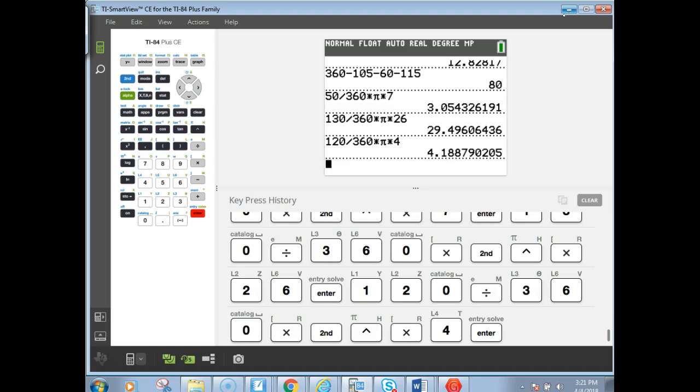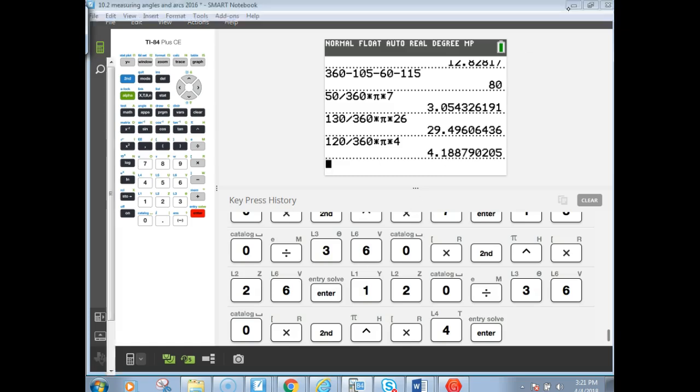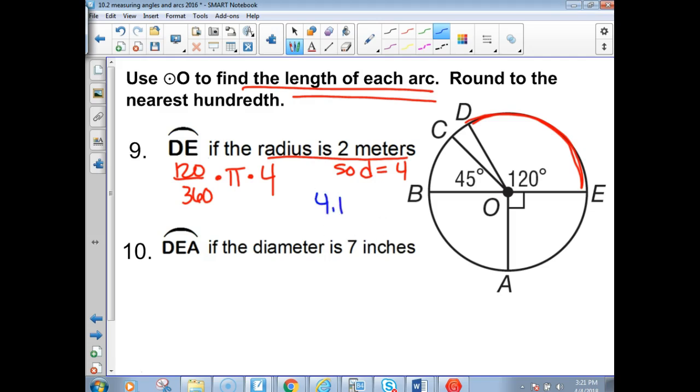4.19. No, that doesn't round to 4.2. You're not supposed to be rounding to the tenths. You're supposed to be rounding to the hundredths. So it'd be 4.19. The 8 after the first 8 rounds the 8 up to a 9. And that's in meters.